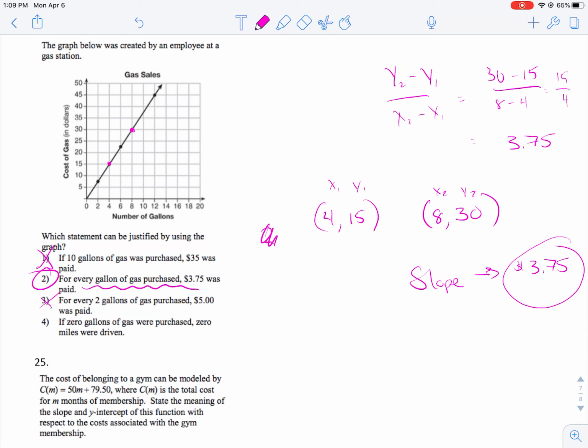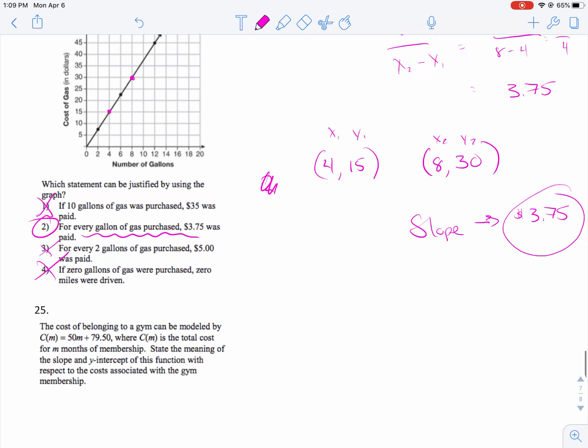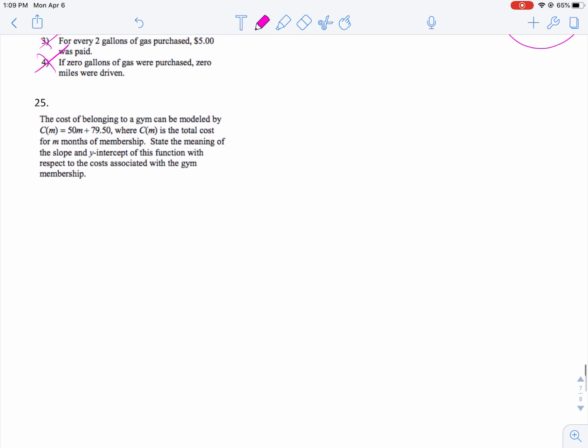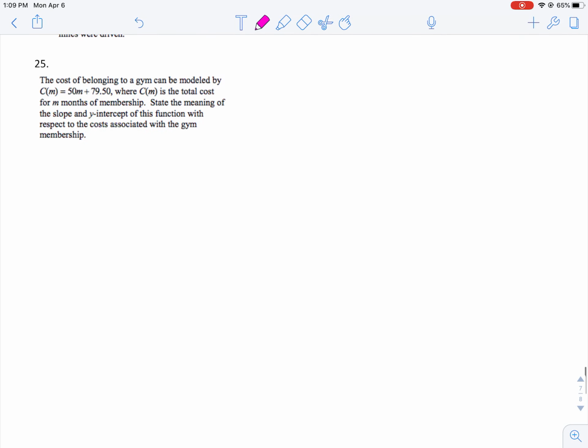Well, let's make sure the other 2 are wrong. For every 2 gallons of gas purchased, $5 was paid. Wrong. At 2 gallons of gas, it's about 7 or 8. And if 0 gallons of gas was purchased, 0 miles were driven. That doesn't make any sense. Okay, maybe you already filled up on gas. So that one's out.